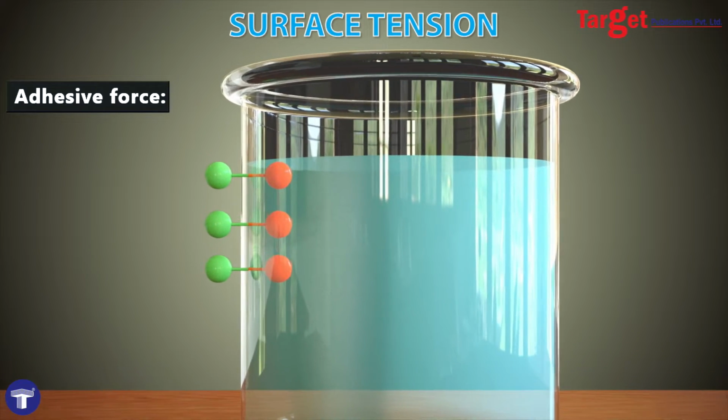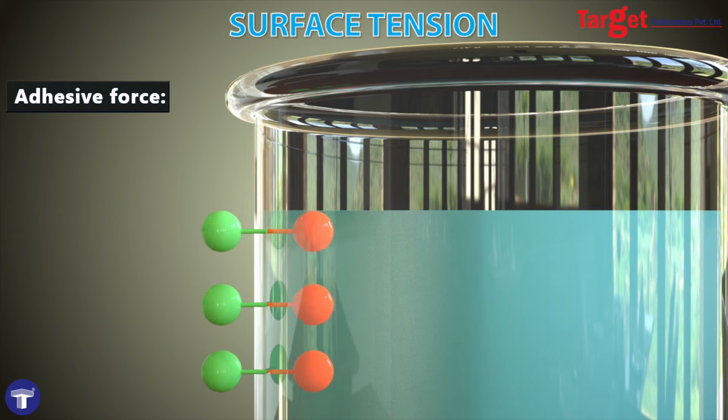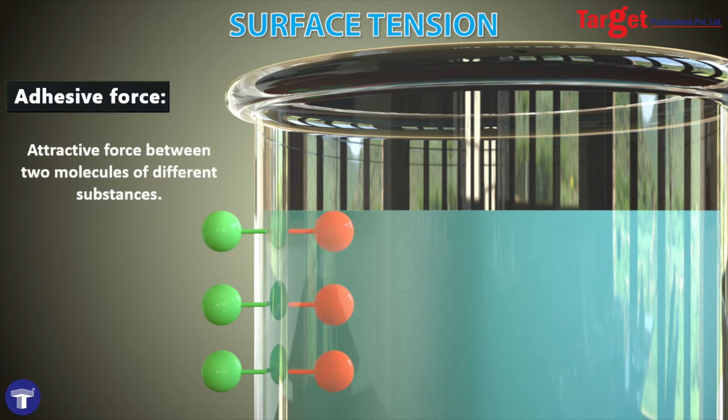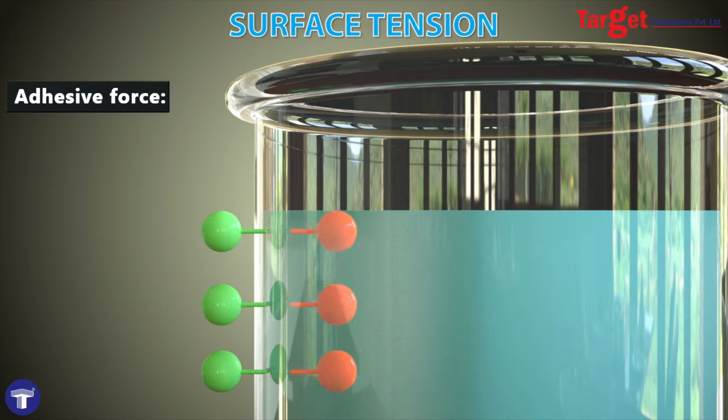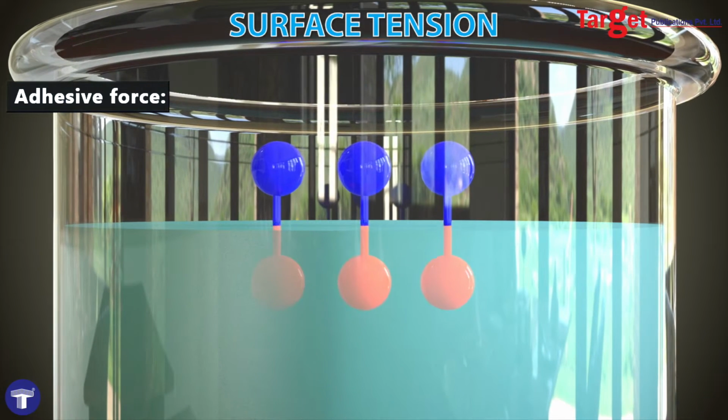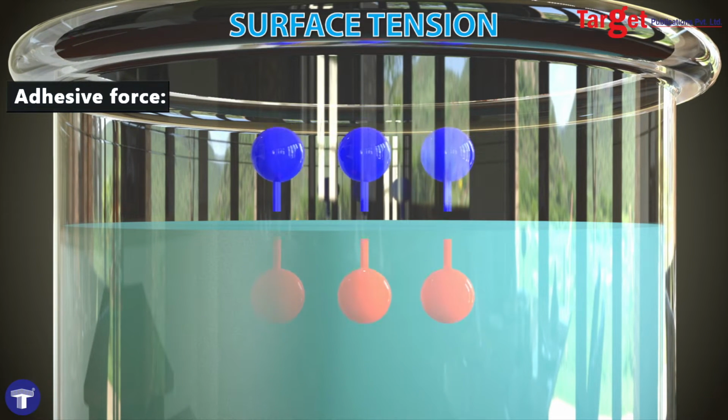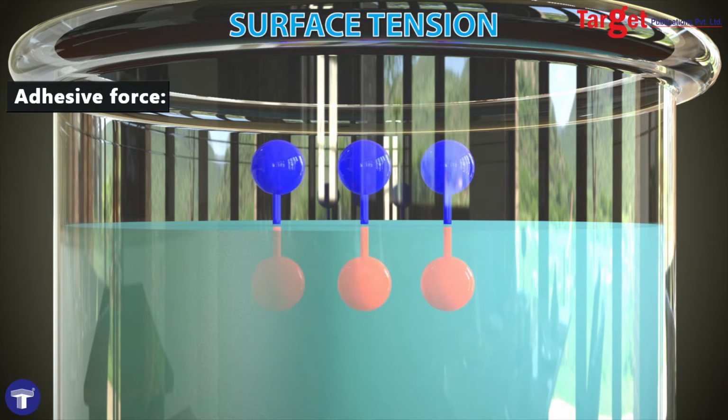In such a case, where I have molecules of different substances, for example, here it is water and glass, the attractive force between them is known as an adhesive force. And therefore, the definition of adhesive force is that it is the attractive force between two molecules of different substances. Similarly, I can also say that adhesive force exists between the molecules of water and air, which is at the free surface of the liquid. The molecules of water and air will also attract each other with an adhesive force.